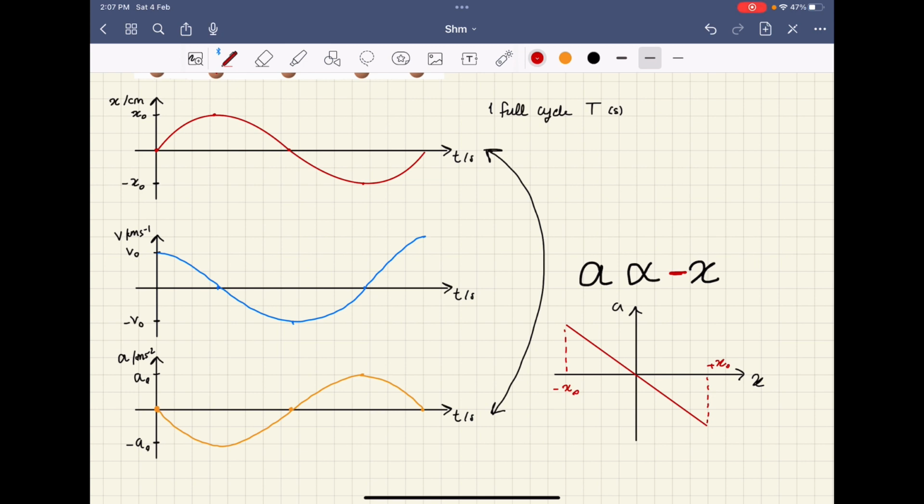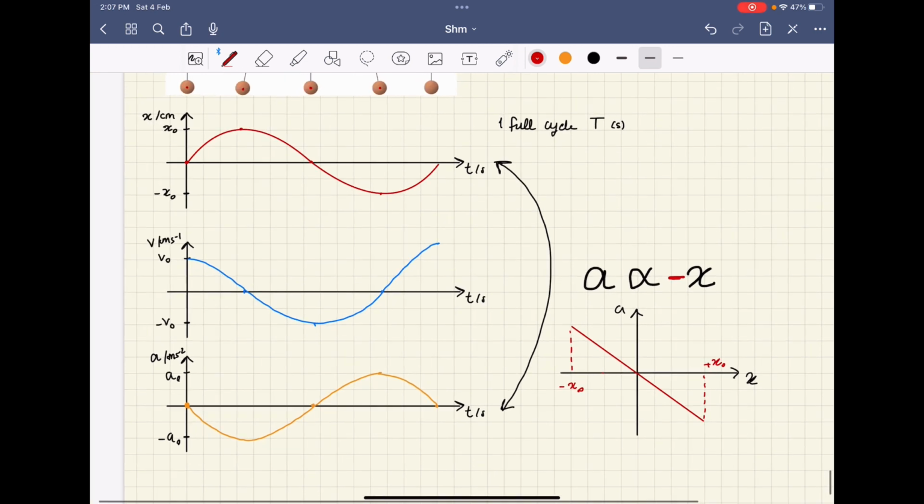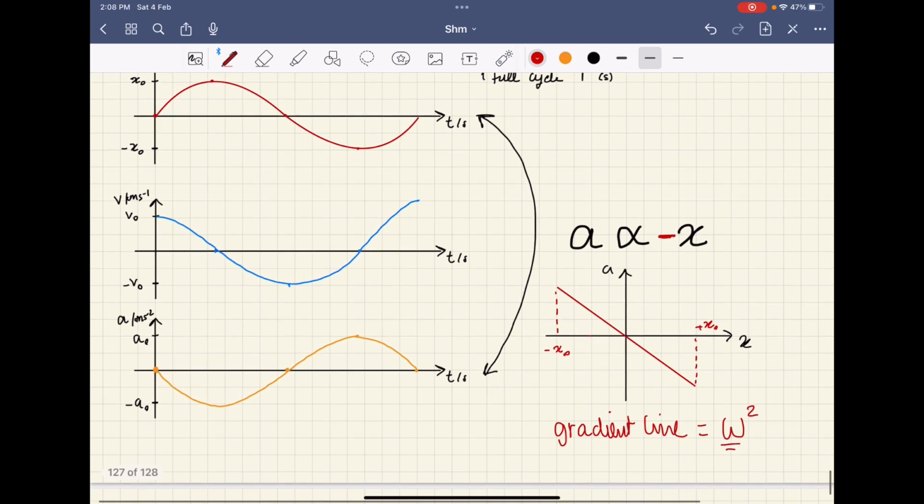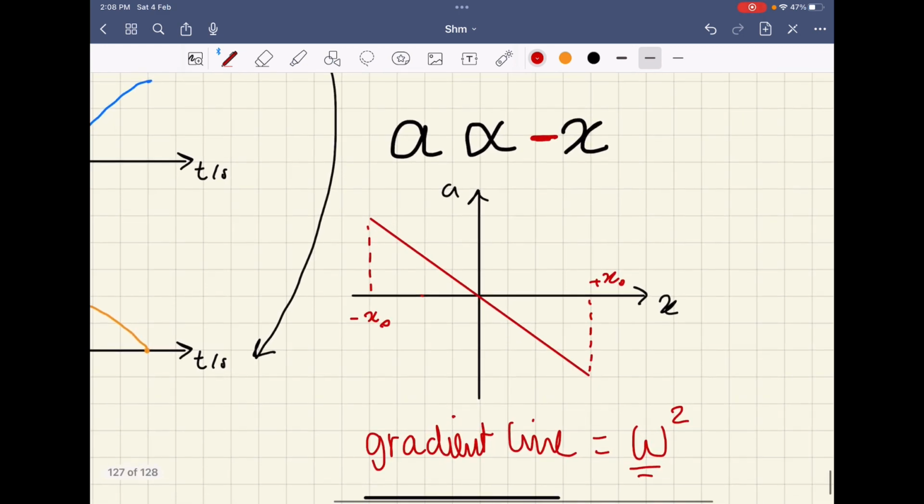Are they equal? Yes, they are. Okay. Now, what does the gradient of this line give you? So what is the gradient of the line equal to? Gradient of the line is equal to omega squared. And where omega is what? Omega is the full cycle of the pendulum.